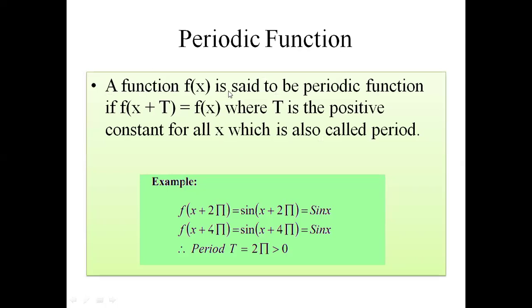A function f of x is said to be a periodic function if f of x plus T equals f of x, where T is a positive constant for all x, which is also called the period. For example, f of x plus 2 pi equals sin of x plus 2 pi, which can be written as sin x. Also sin of x plus 4 pi can be written as sin x. The period T is 2 pi, which is greater than 0.